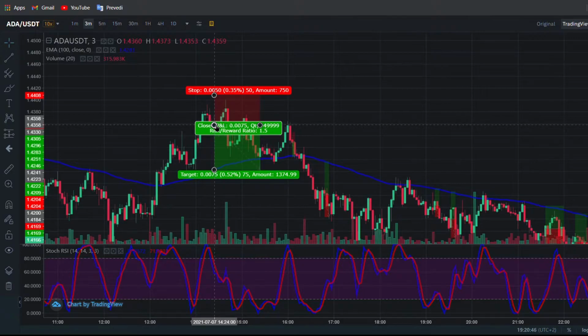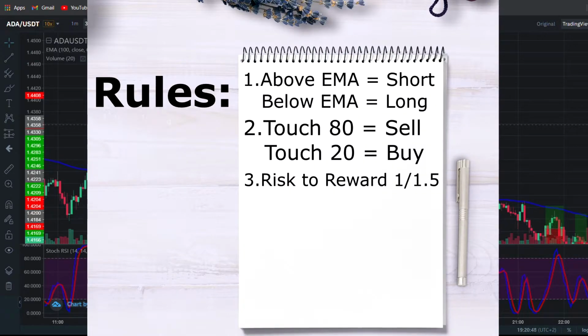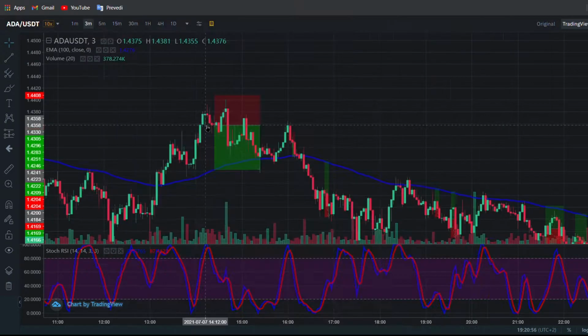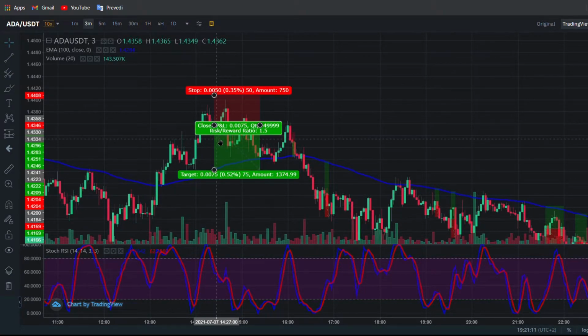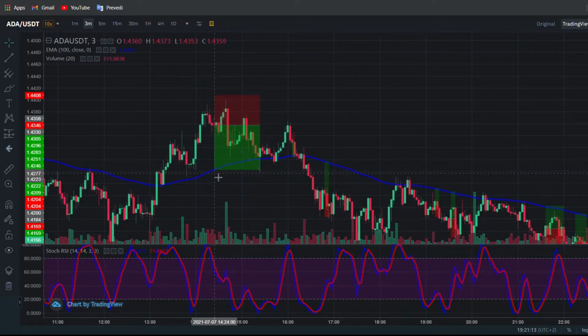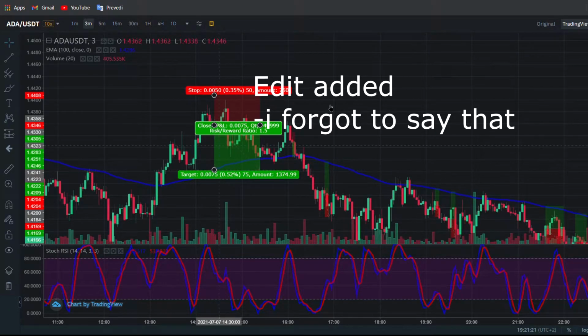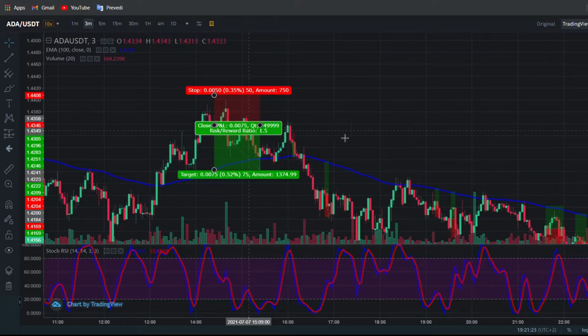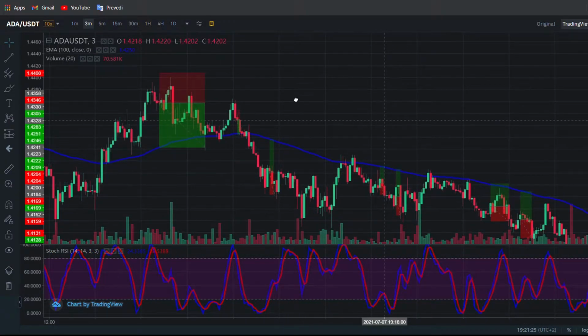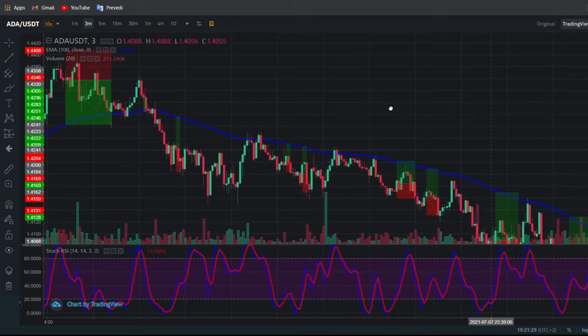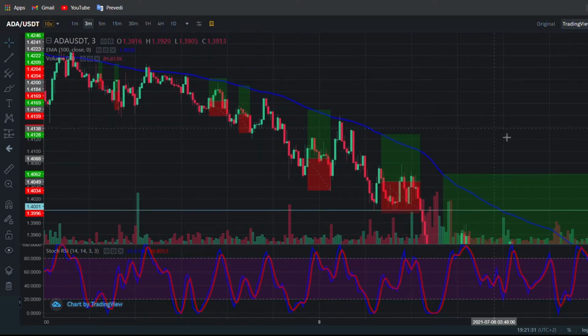The risk to reward is always 1.5, and it's locked that way. So you enter on crossing the 80 level on Stochastic, and for the price target you target exactly the EMA. But the EMA at that point, so if the EMA moves up or down, your target stays the same. I think you get it, it's pretty simple.